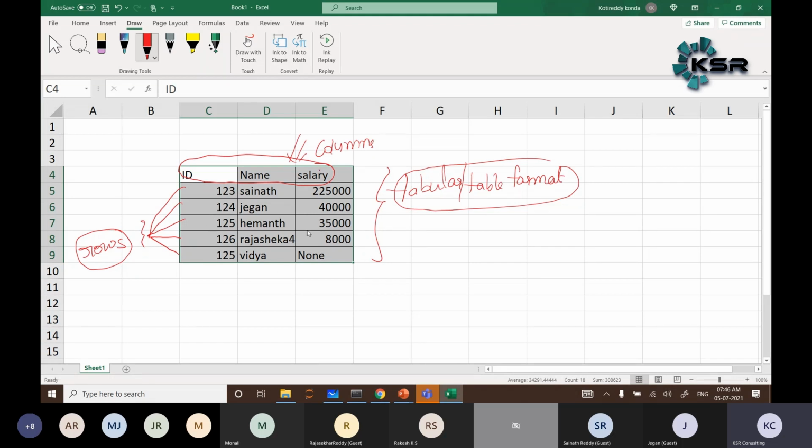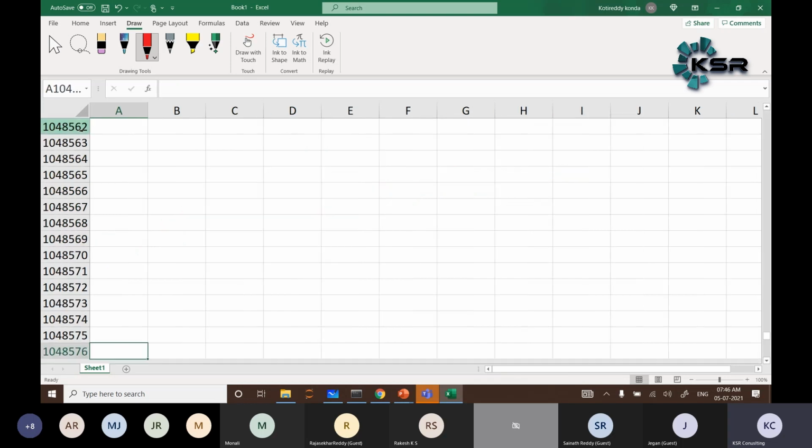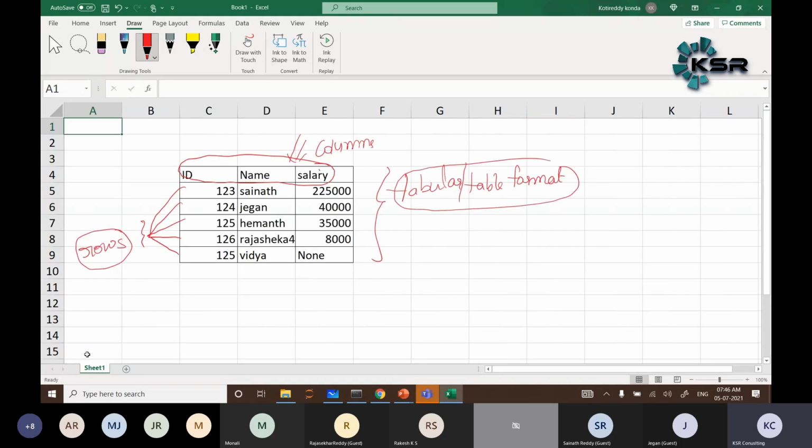Maybe we don't know exactly in detail about this, but at least we get some idea. This is the structured data. If you look at the total data, the total number of records is 1 lakh, I mean 1,048,576. That means 1 million, simple to say.